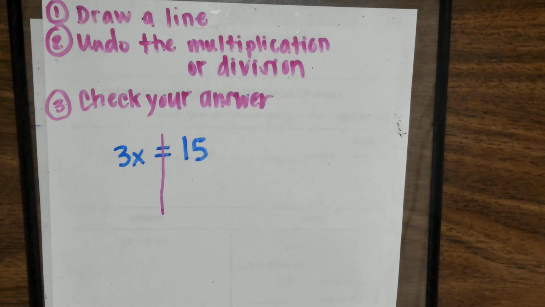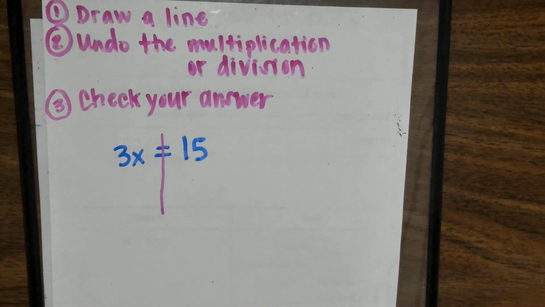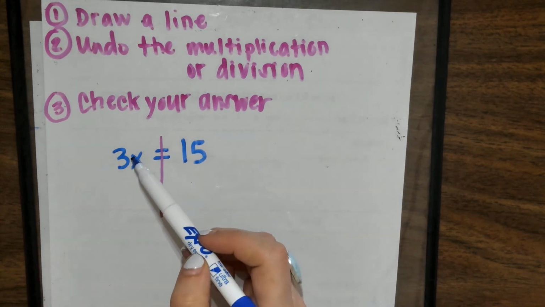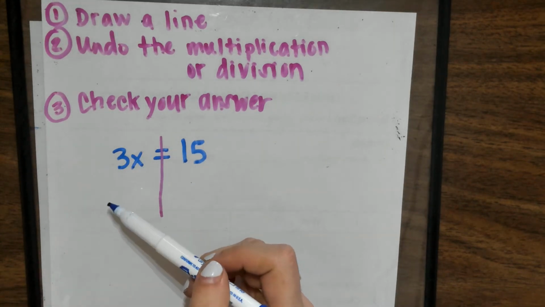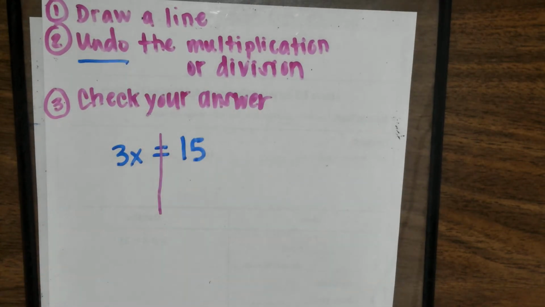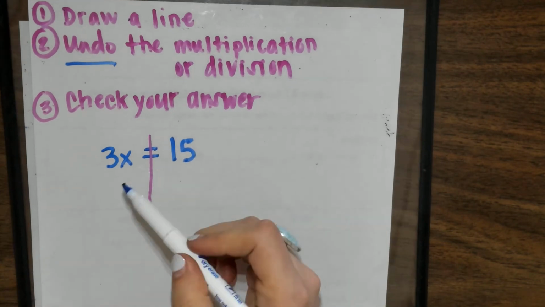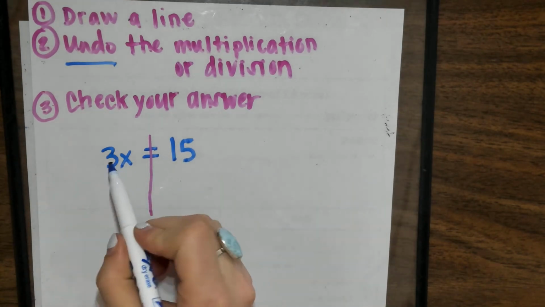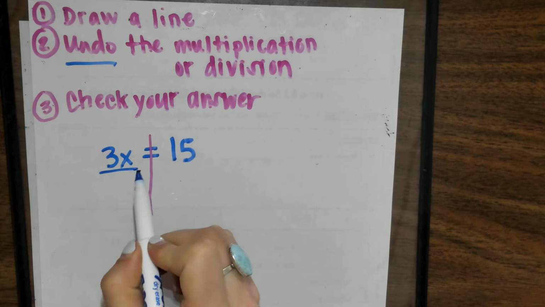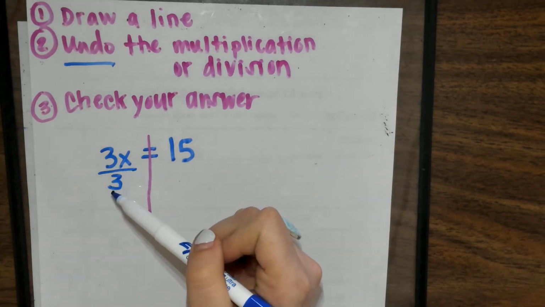Remember, we draw a line straight down the middle, because whatever we do to one side, we must do to the other. So since we have some multiplication going on, you see the 3 and the x are smushed together, that means now we're going to undo, which means to do the inverse of that multiplication. So what's the opposite of multiplication? Division. So that means in order to get x all alone, I'm going to divide by 3. Okay, so I'm going to divide this 3x by 3 to get rid of it.